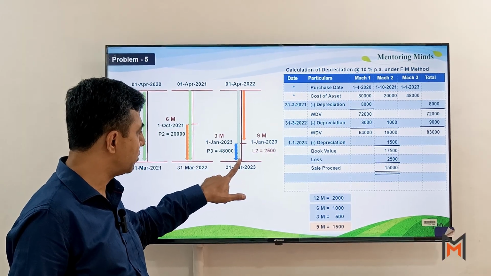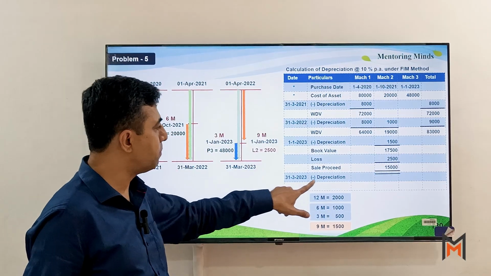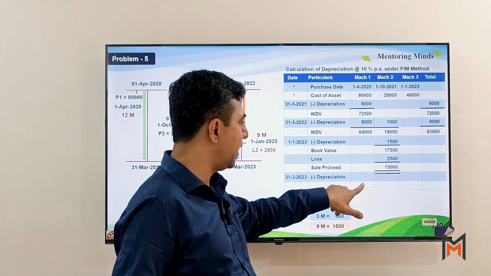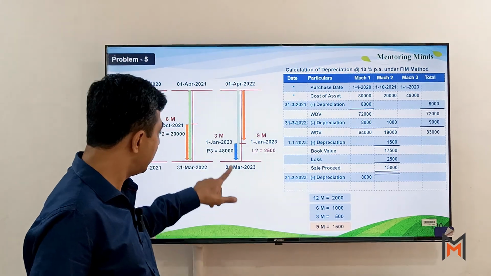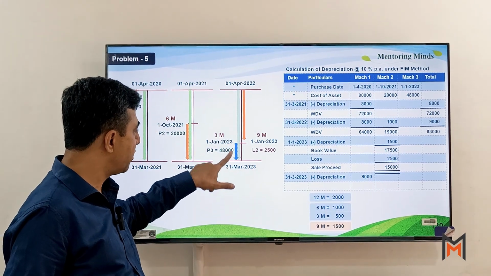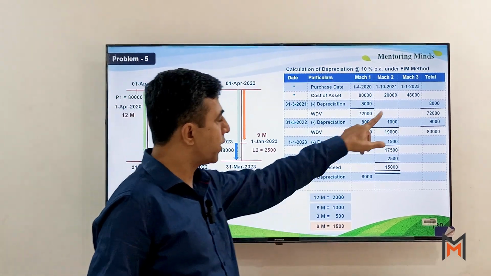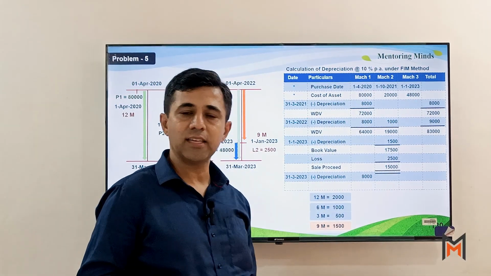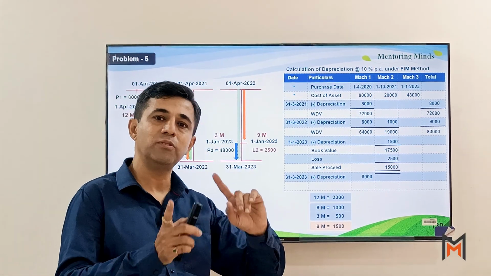Now at the end of the year two assets are left out. These two assets we are going to charge depreciation. First asset will charge depreciation for 12 months, which is 8,000. And here the third asset which we are using for 3 months. So कैसे calculate करेंगे? 48,000 is the depreciation.